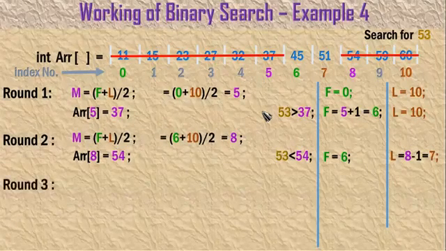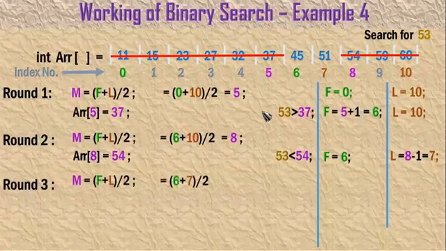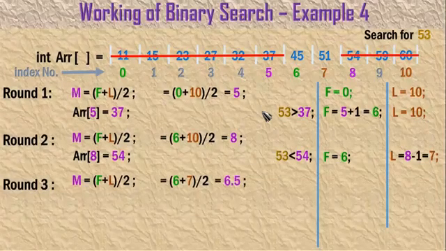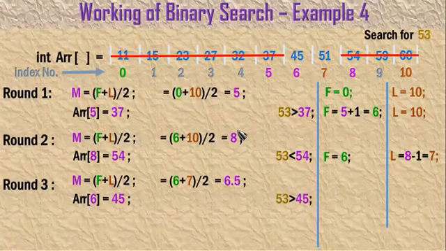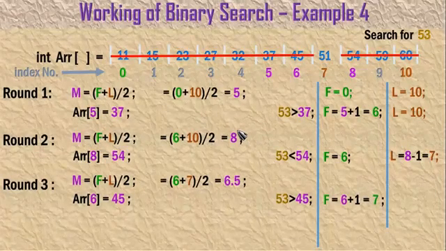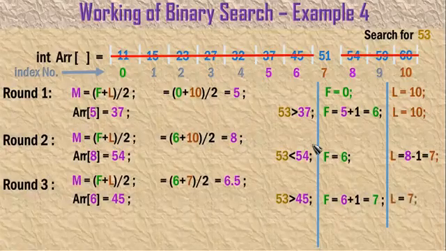So that is 7. So at round 3, 6 plus 7 divided by 2, it is 6.5. So it will take only the integer, that is 6. At 6, 45 is available. 45 is lesser than 53. So we don't need to search in the first half. So the index number of the first element will be middle index plus 1, that is 6 plus 1 is equal to 7. And the last index is also 7.